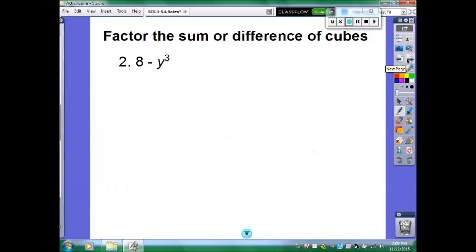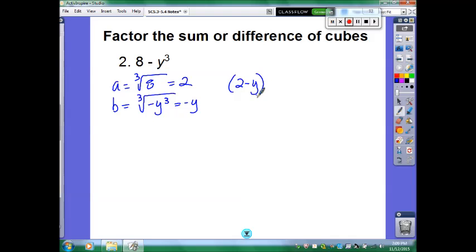All right, this is a difference of cubes. So A is the cube root of 8, which is 2, and B is the cube root of negative y to the third, which is negative y. All right, let's use our pattern, our binomial. You just put them together, 2 minus y. Our trinomial, you square it, so 2 squared is 4, opposite multiply, so that becomes plus 2y, and then you square negative y, which is y squared.